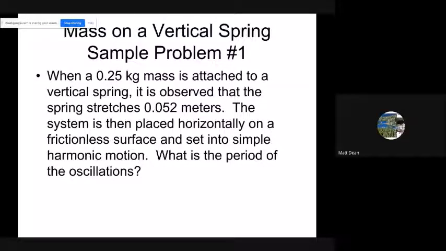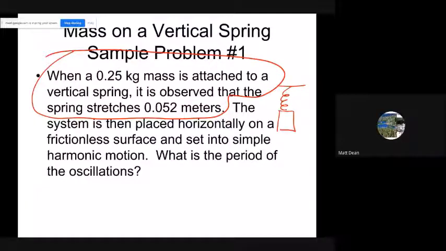So here we're in the vertical part of this problem. And what we can do is we can use the force, because what's going to happen is the spring is going to stretch down. And when it stretches down to its maximum and stops, at that point, the weight of the object is balanced out by the restoring force up. So those two are equal. So if we know the weight at that point, we also know the restoring force.